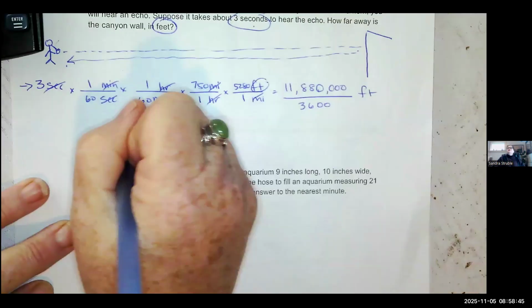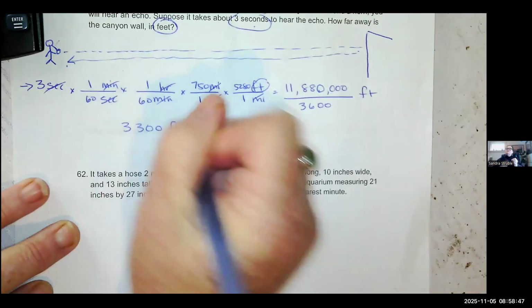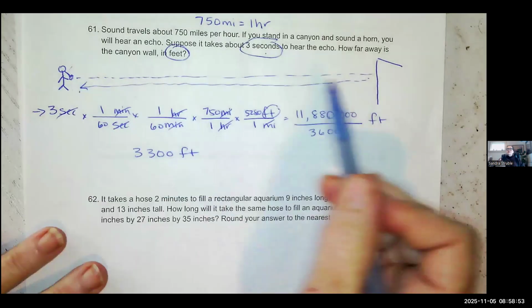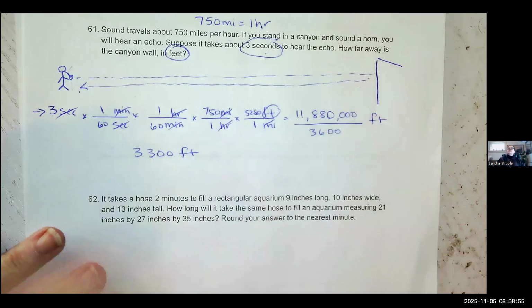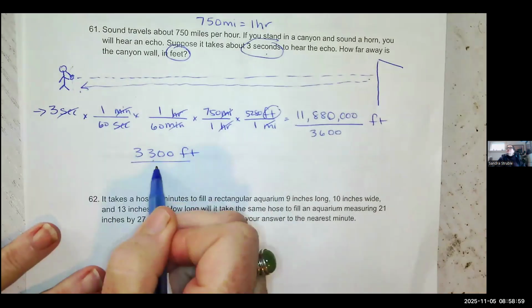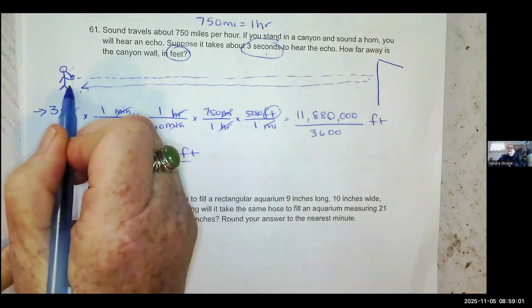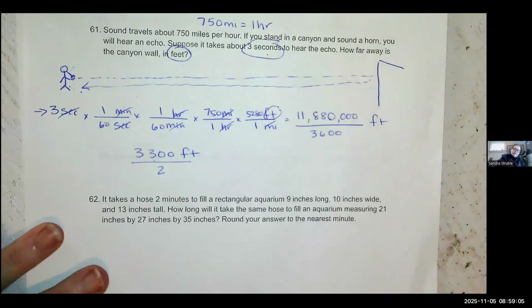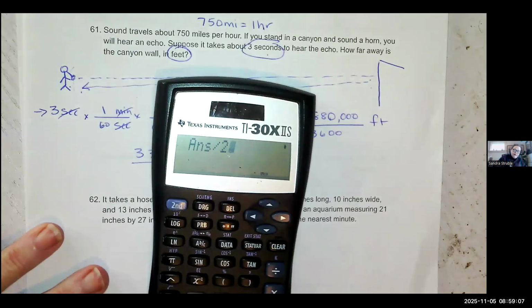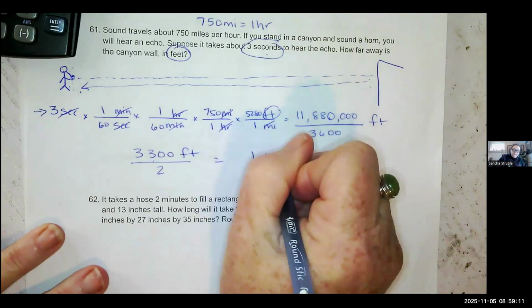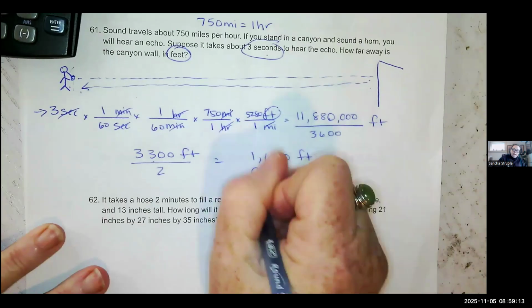Okay. So the sound traveled over the 3 seconds there and back, because that's how an echo works. So we have to divide this by 2 to find the distance from you to the canyon wall. All right. So divide that by 2 is 1,650. So 1,650 feet from you to the canyon wall.